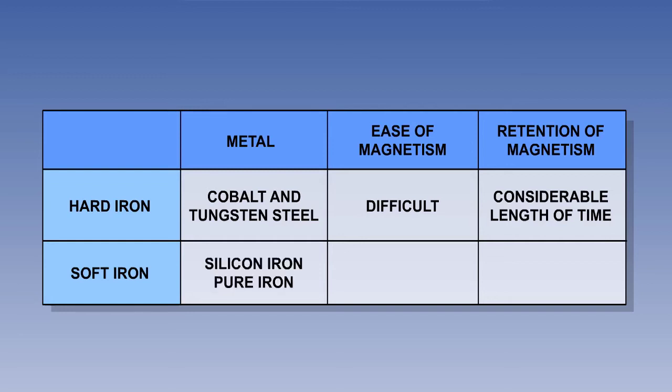Examples of soft iron are silicon iron and pure iron. Soft iron is relatively easy to magnetize, but the magnetism induced in soft iron is temporary and will only last while there is an external magnetic force present, such as in an electromagnet. This concludes the lesson. A summary of the main points to consider from the lesson follows.